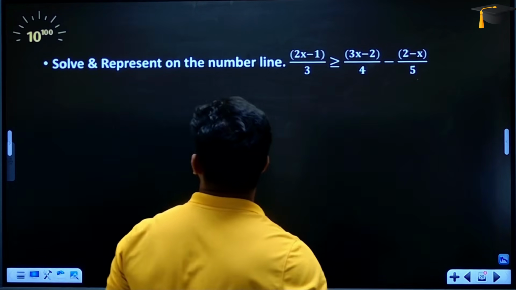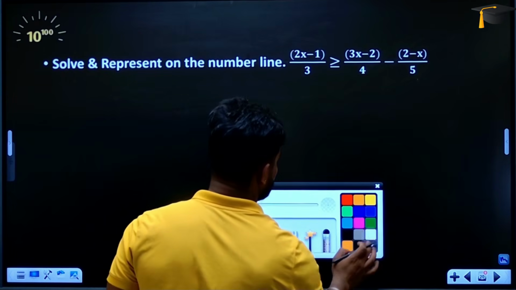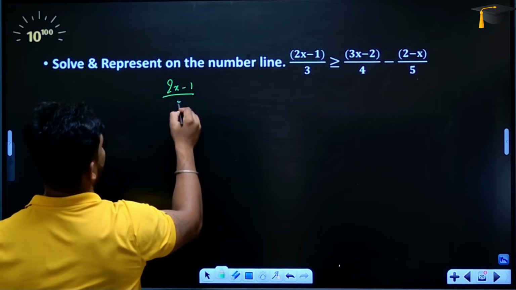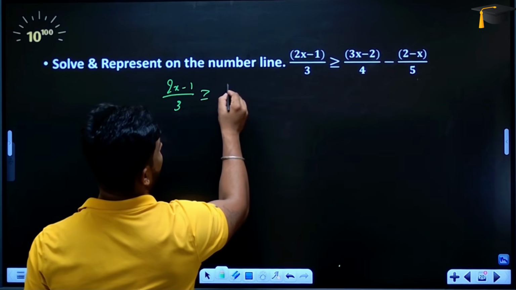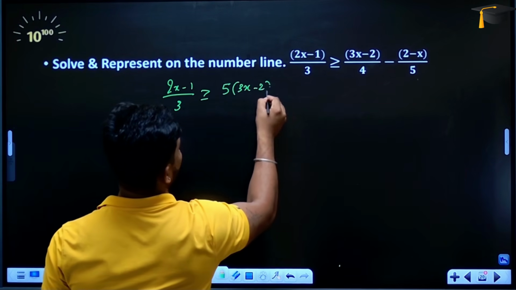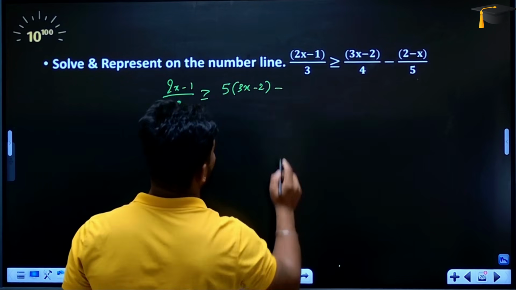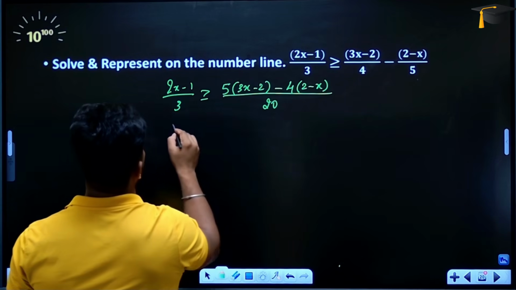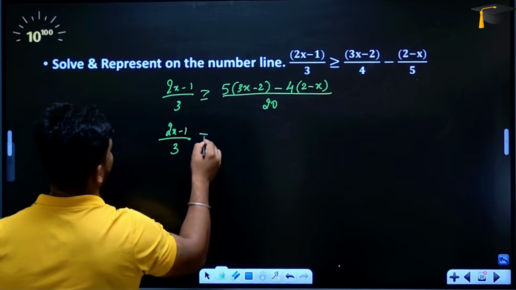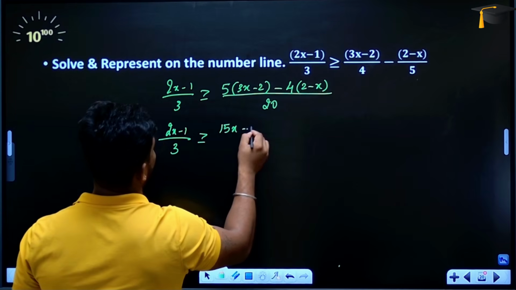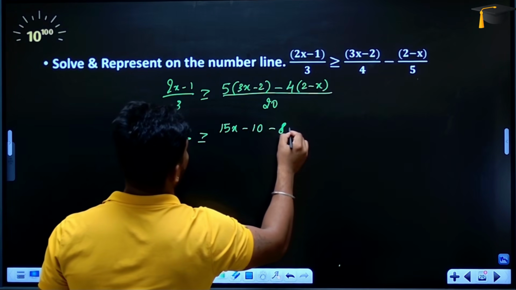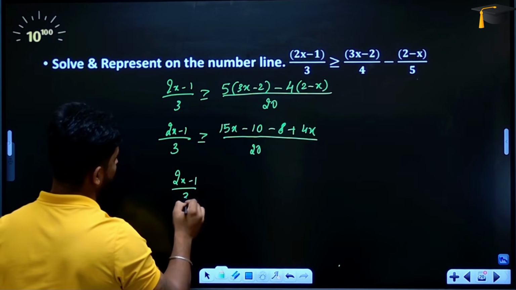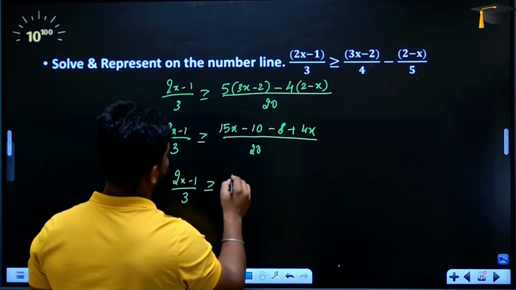Next, linear inequalities. First solve this. So 2x minus 1 divided by 3 greater than or equal to 5 of 3x minus 2 minus 4 of 2 minus x, whole divided by 5 4 is 20. So 2x minus 1 divided by 3 greater than or equal to 5 3s are 15x minus 5 2s are 10 minus 4 2s are 8 plus 4x, right? Whole divided by 20. So 2x minus 1 divided by 3 greater than or equal to 19x minus 18 by 20.